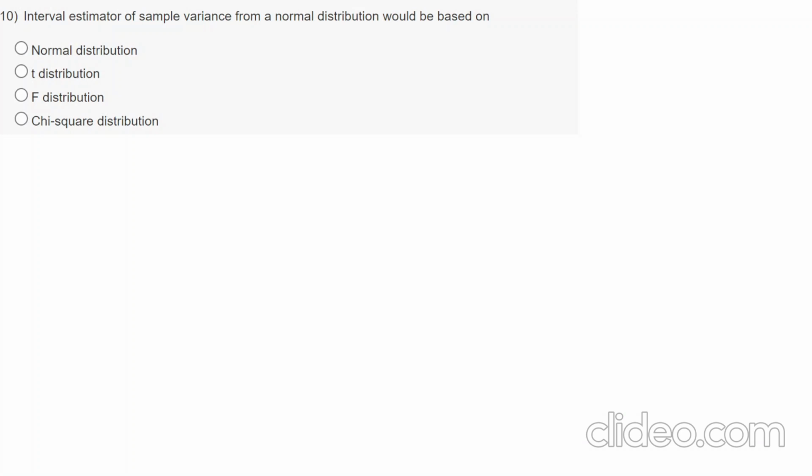So coming to the 10th question, the last and final question: the interval estimator of the sample variance from a normal distribution would be based on what?